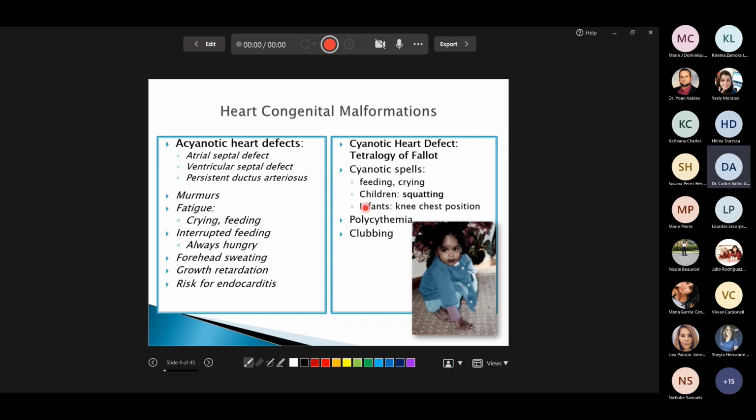But if you have an infant that cannot squat because they don't walk, it is the nurse, or the mother, who needs to be taught to place the infant in this squatting position. The way of doing that is placing the baby upright and moving the knees toward the chest. You are doing that with your hands, holding the baby and moving the knees. It's a knee-chest position.